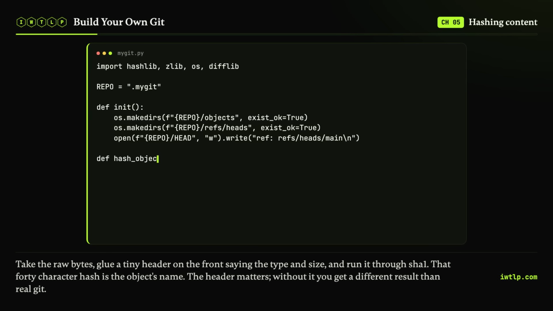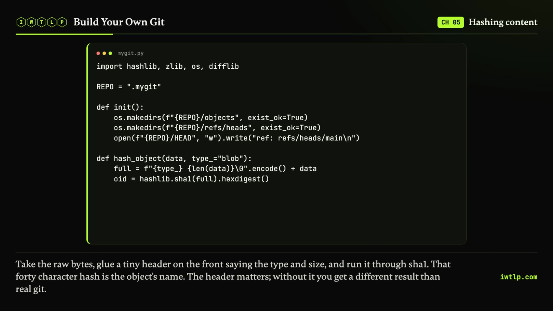Take the raw bytes, glue a tiny header on the front saying the type and size, and run it through SHA-1. That 40-character hash is the object's name. The header matters. Without it, you get a different result than real Git.